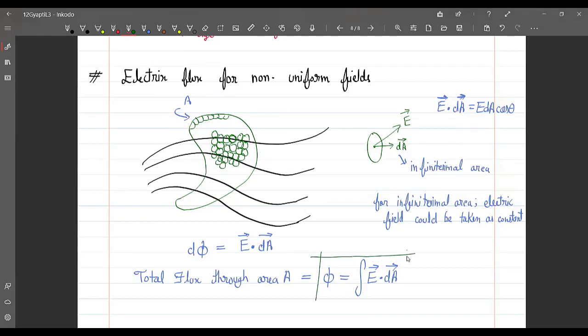For these type of shapes, for non-uniform fields, for random areas, for distributed areas, for different types of areas, you can just write phi is equal to integration of E dot dA. That is called the electric flux. This is your electric flux.